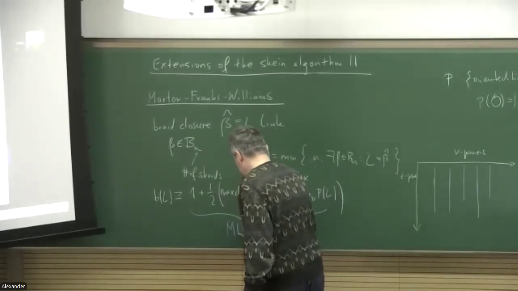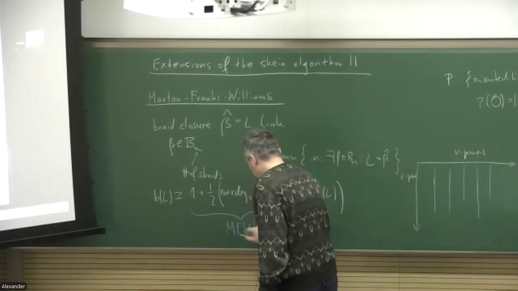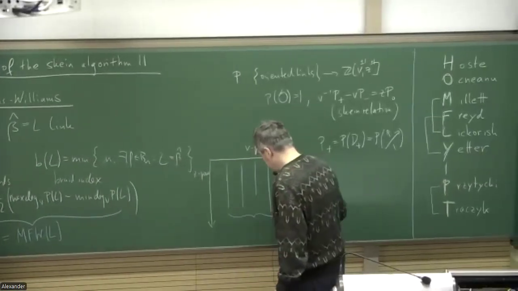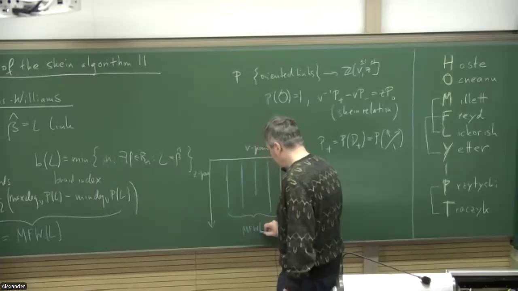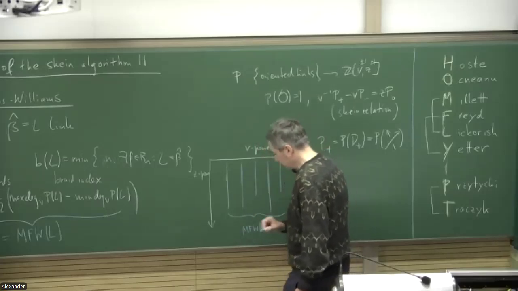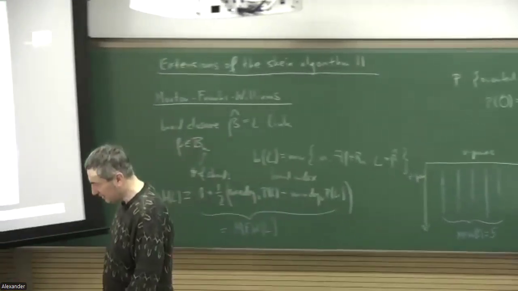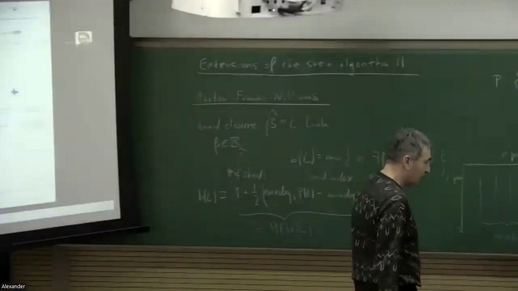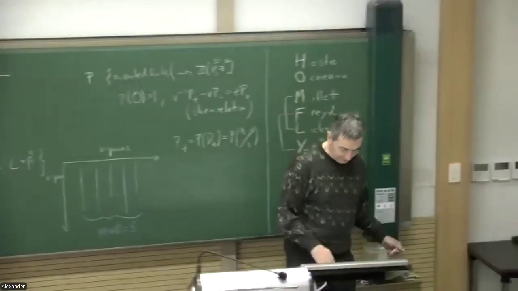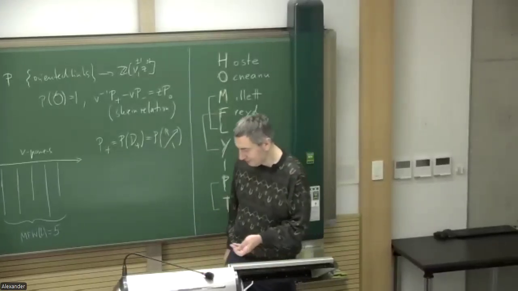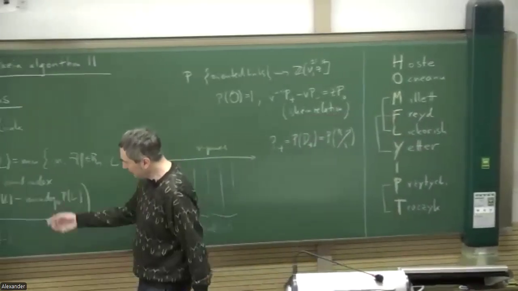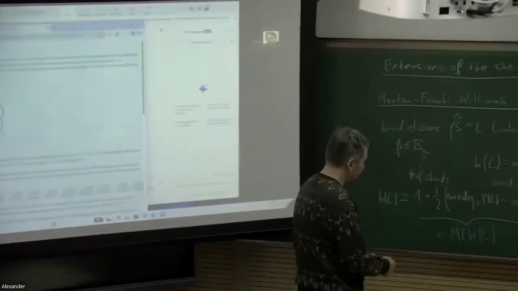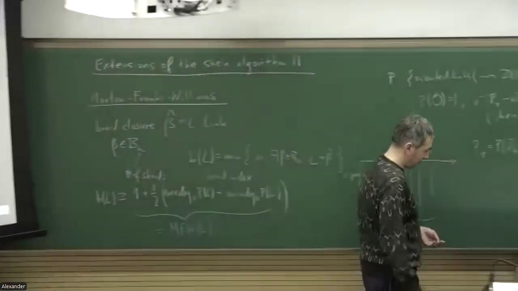Let me write this. I like writing this MFW. So in this case, MFW of L is equal to 1 plus the number of non-zero columns between the leftmost non-zero column and the rightmost non-zero column, and this gives you a lower bound for the braid index. The upper bound is easy: you just find a proper braid representation. So this is the Morton-Franks-Williams bound.